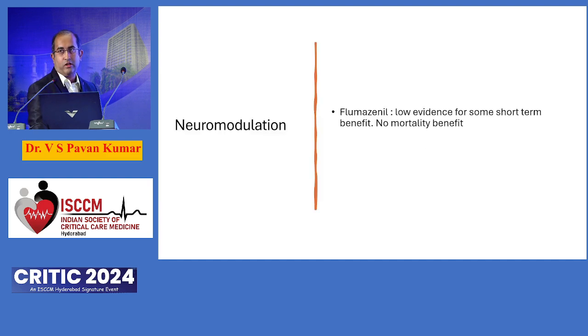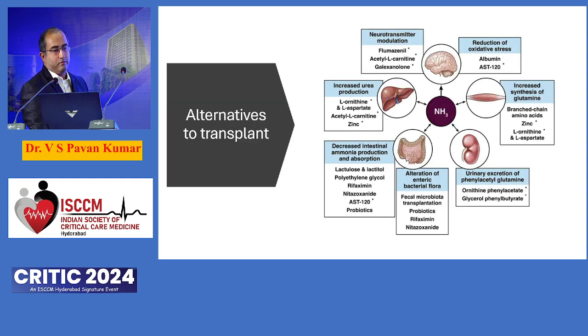And then we've been talking about altered neurotransmitter release and all of that. So flumazenil can be used. It's a benzodiazepine antagonist, but it is short acting and it only gives you some short term benefit with no mortality benefit in these cases. So to summarize in this slide, there are multiple interventions that we can do which are not transplant, which have shown some benefit for patients with hepatic encephalopathy, but still a lot of studies are going on, and transplant still remains the best option for patients with refractory encephalopathy.